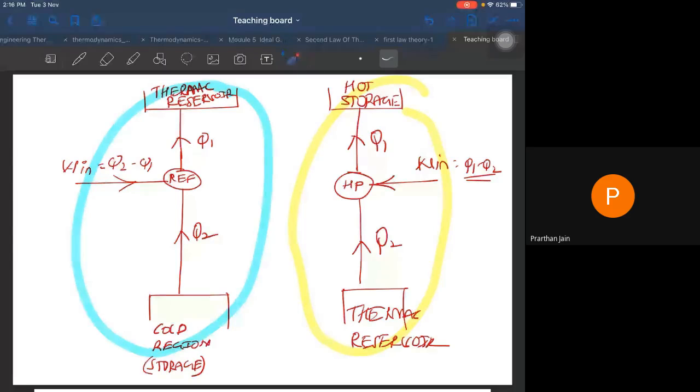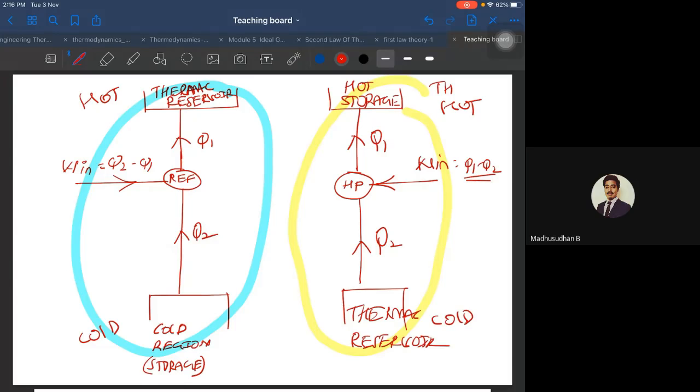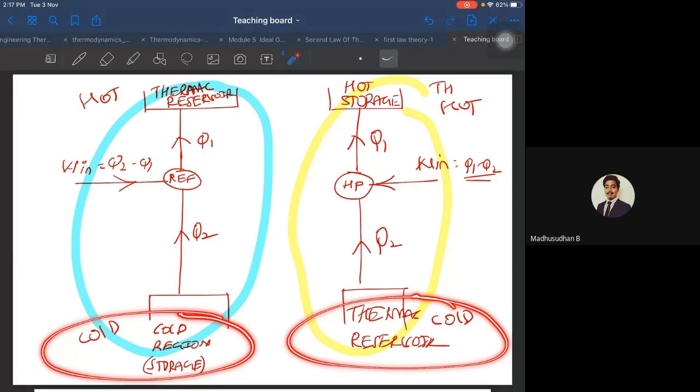In a refrigerator, heat is transferred from the cold region to the thermal reservoir. Here, it is from the thermal reservoir to the hot storage. Even the hot storage is also a thermal reservoir. Yes or no? Yes, sir. I could not name anything here, so they are just named thermal reservoirs. Both are thermal reservoirs, but this is hot and this is cold. It is the same for the other thing also. This is a hot thermal reservoir and this is a cold thermal reservoir. So no difference there.